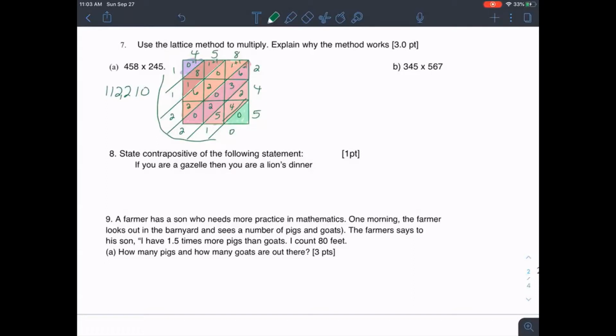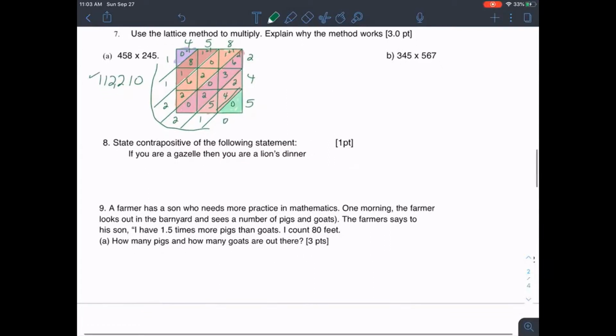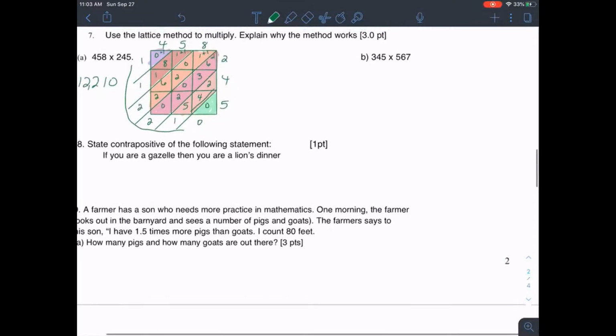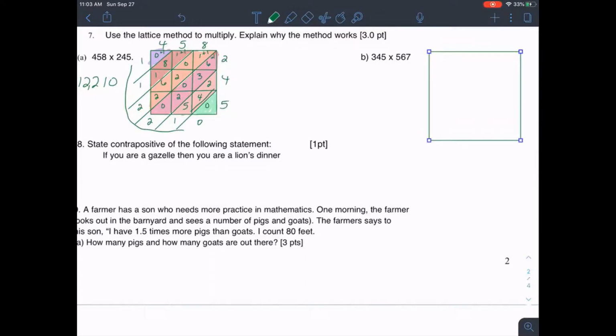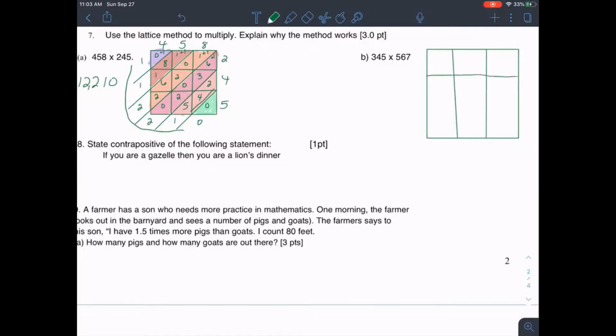112,210. So that's correct. So B, we've got to make a square, and we're going to divide it into thirds this way and thirds this way. And let's see, 3, 4, 5, 5, 6, 7.